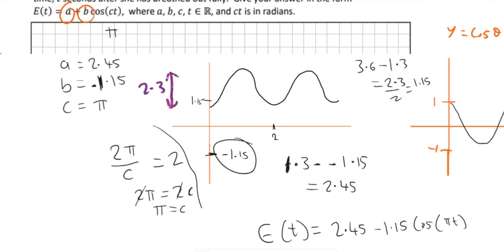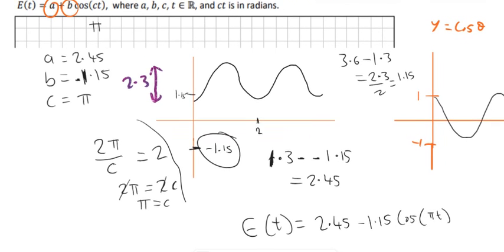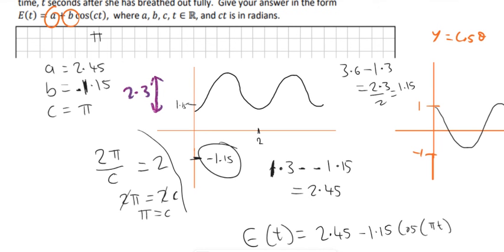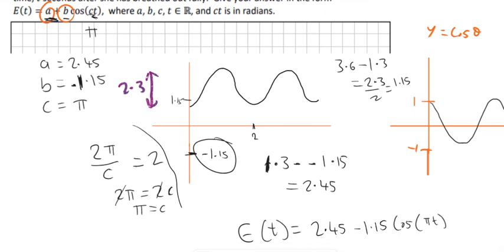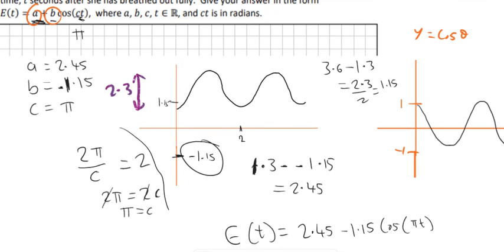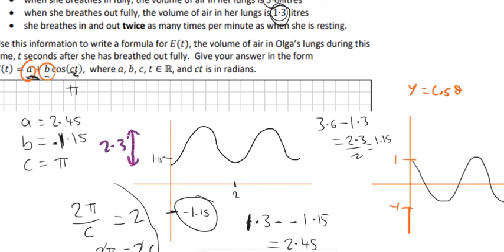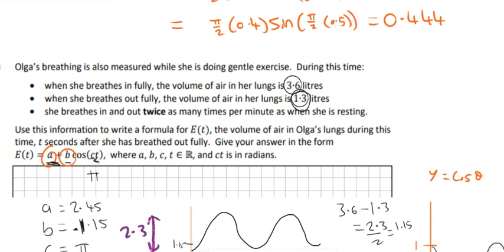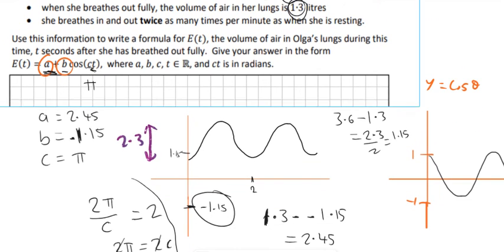So that's a hard question. You need a good understanding of the cos graph and what each part of it represents, so what a actually represents, b and c, so understand period and range, and just have a good understanding of the cos graph. So I wouldn't expect that many students to get that fully right. So that's it for that question.